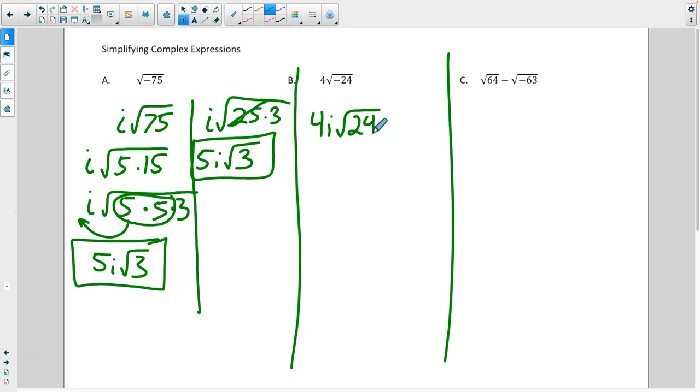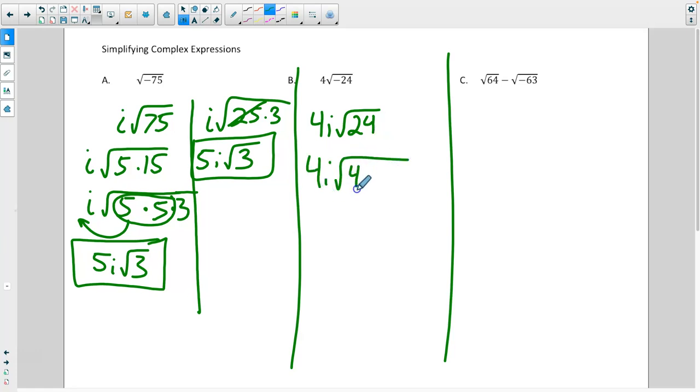Let's choose as a class. Do we want to do 12 and 2 or 4 and 6? 12 and 2. What numbers do we want? 4 and 6, because we have 4 right there. Okay, I don't have 12 here on the whiteboard. So I'm going to go with 4 and 6 to speed that up.